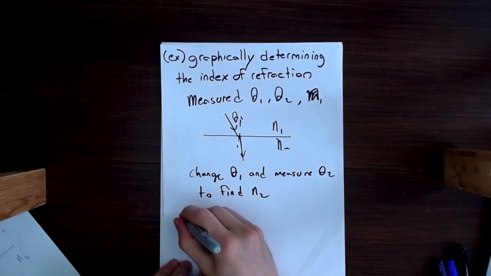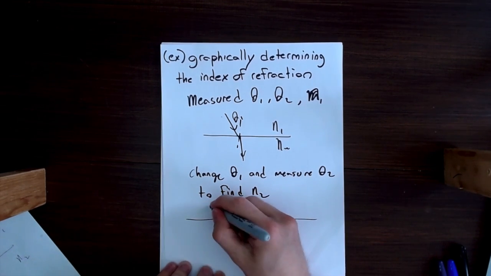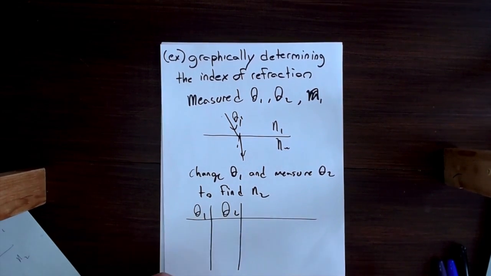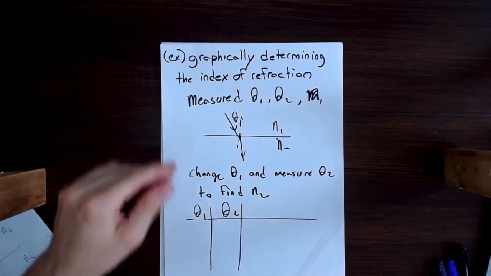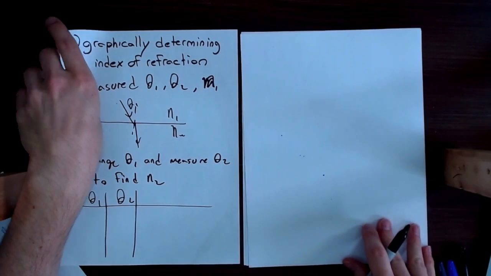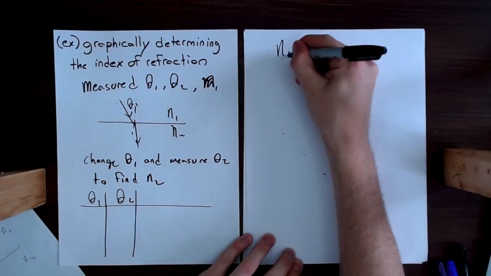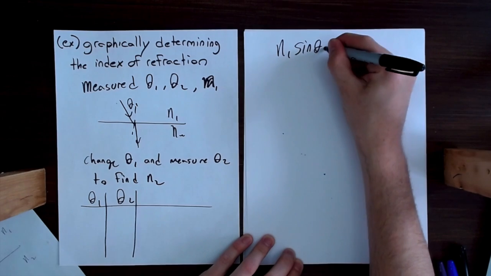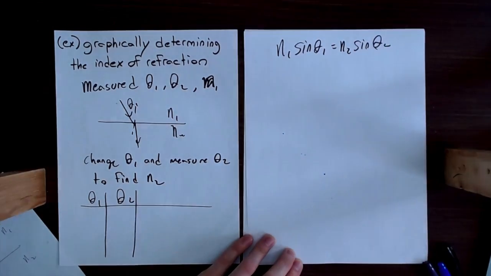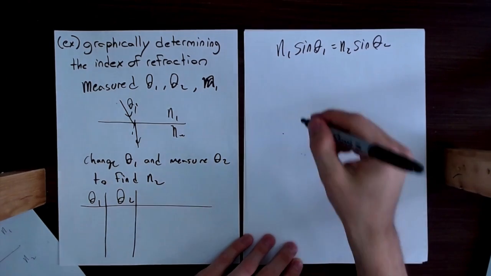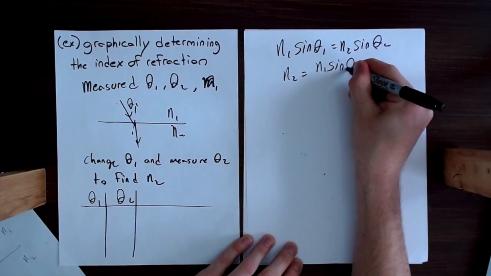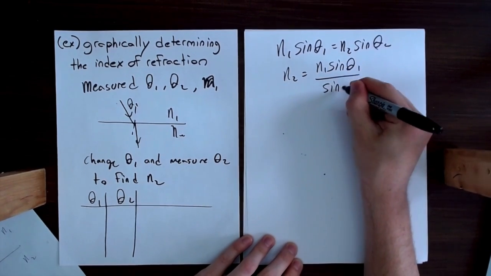So we create a data table, right? And we put theta 1 here, we put theta 2 here. This is exactly what you did last week, right? But what are we actually going to graph? Well, taking a look at Snell's law, n1 sine theta 1 equals n2 sine theta 2. We're trying to solve for n2, so let's isolate for it. n2 is n1 sine theta 1 over sine theta 2.